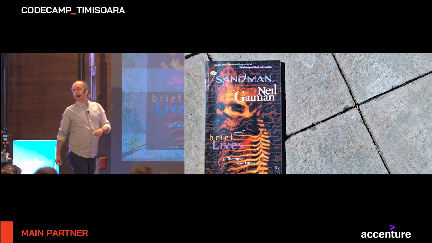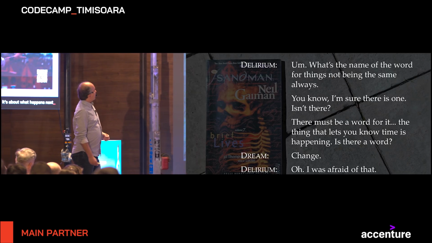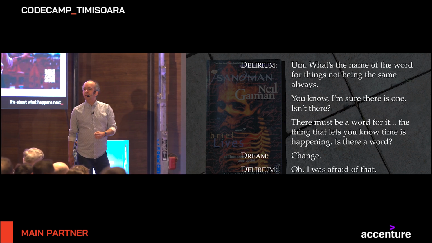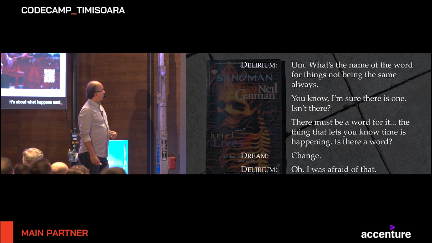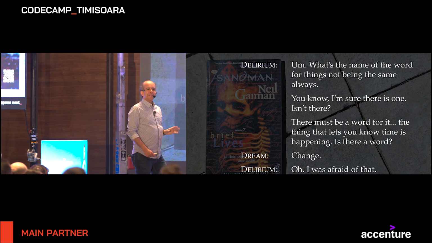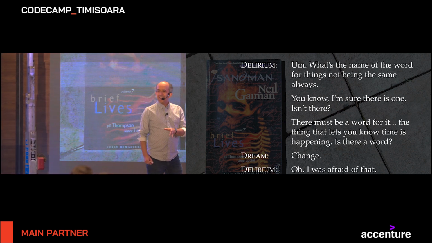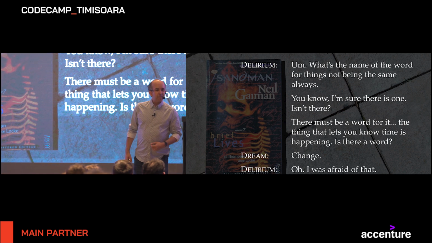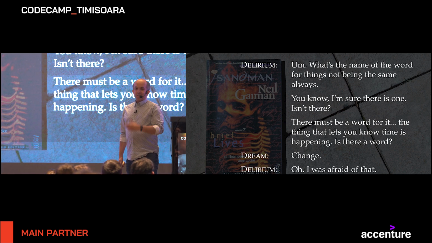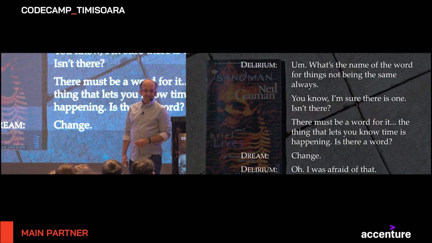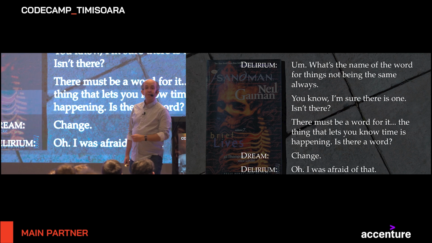But in the Sandman, there is this character called Delirium, and she's kind of a little bit scatterbrained. And so she says, what's the name of the word for things not being the same always? You know, I'm sure there is one, isn't there? There must be a word for it. The thing that lets you know time is happening. I love that description. How do we know that time is happening? So her brother, who is the Sandman, known as Dream, and is an entity of very few words, says, change. Oh, I was afraid of that.